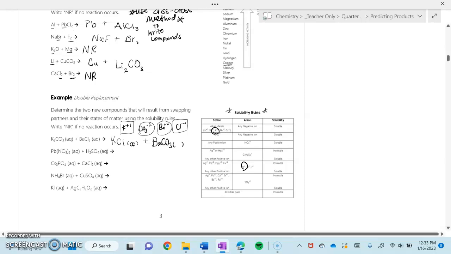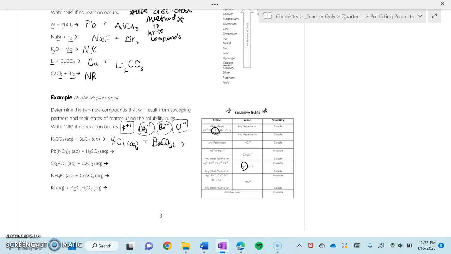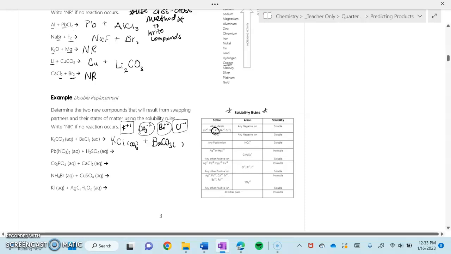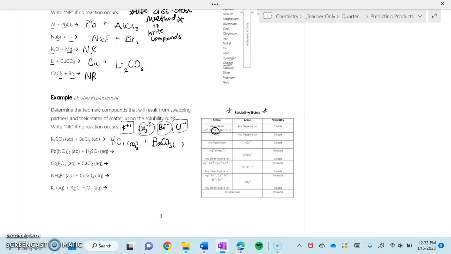Now if we followed the other option, you'll notice that potassium is not listed in the top. It's listed in any other positive ions, so we would follow over to soluble and it would give us the same answer. So you sometimes have multiple options in the table, and whichever option you follow, it will give you the same solubility.